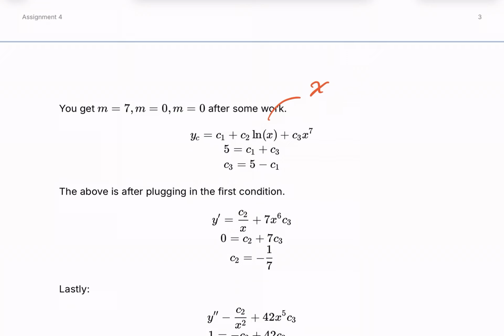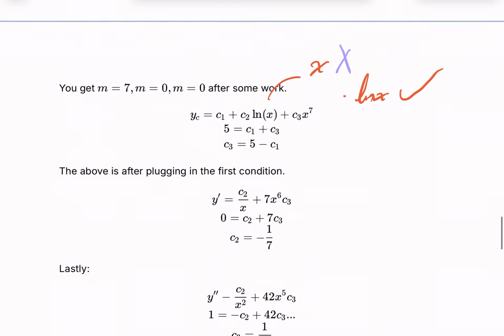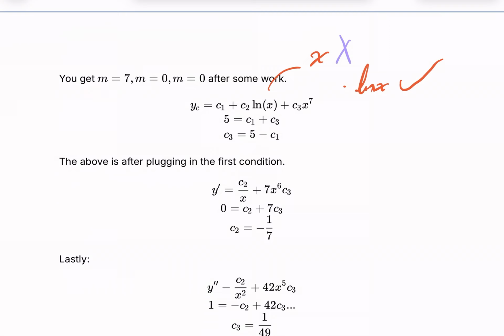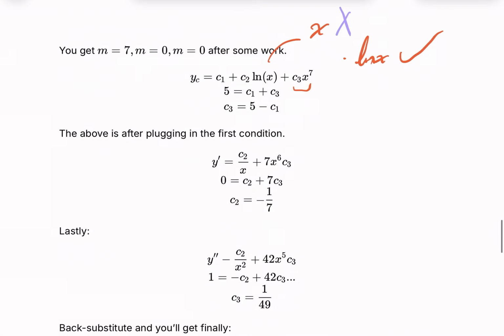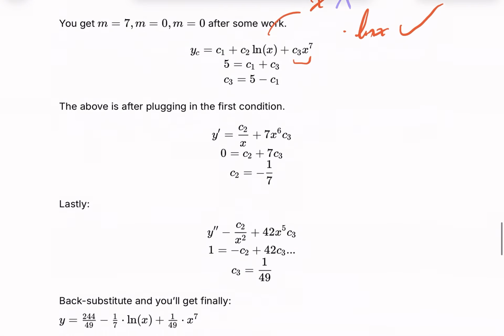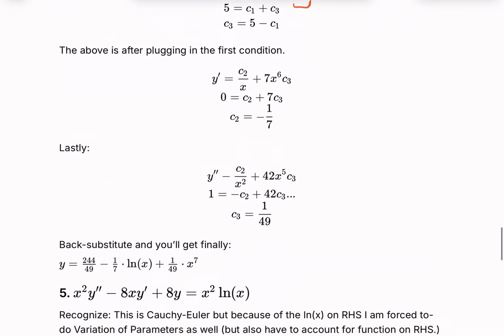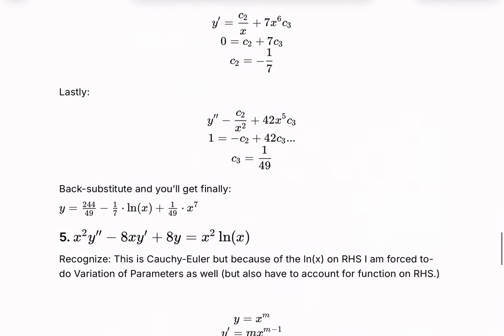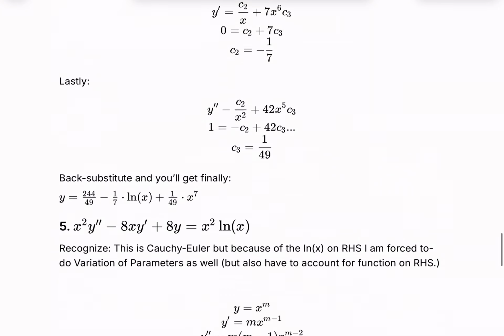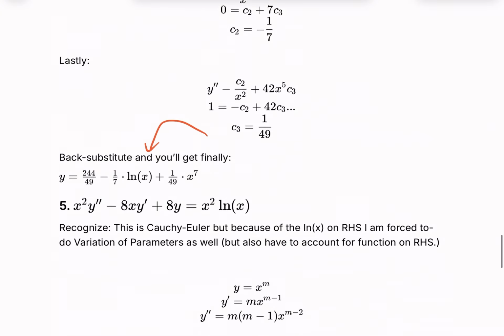No, I should put this in a separate question. You end up multiplying by ln x. This is what you should do for Cauchy-Euler. And then we have x to the 7 on the side. And we do a little bit of work, and we isolate for our c's. And then we back substitute to solve for each of them. And then we'll get this.